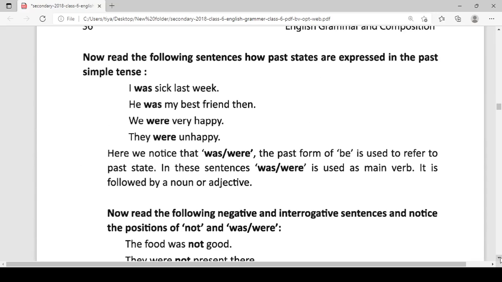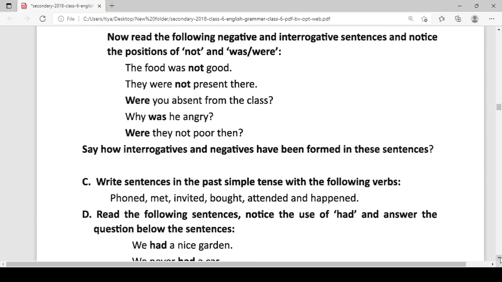Now, I was sick last week. He was my best friend and they were very happy. Now, these are the simple past tenses, and you just don't need to bother yourself about the tenses. Just simply learn them and you will understand what the tenses are. Now write sentences in the past simple tense with the following verbs: met, phoned, made, invited, bought, attended, and happened. So by using these words, just make past simple sentences.